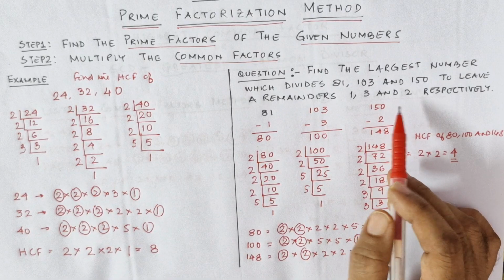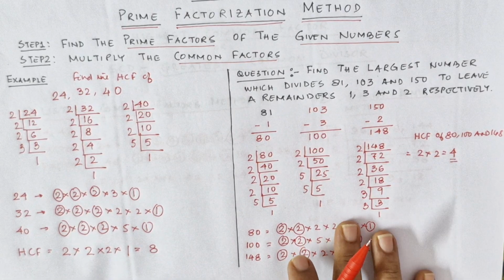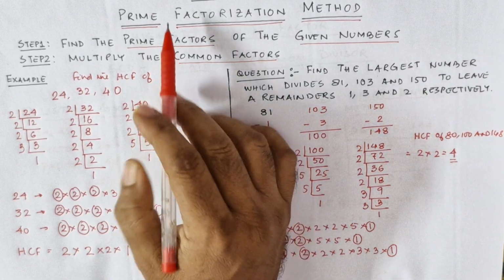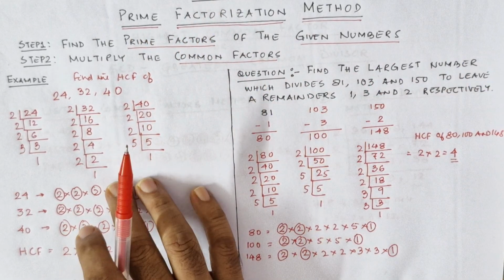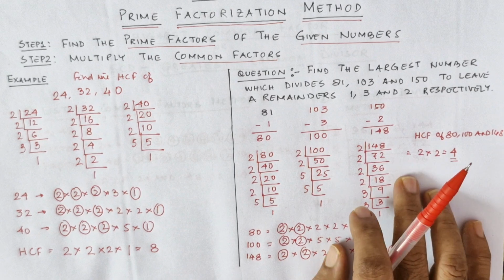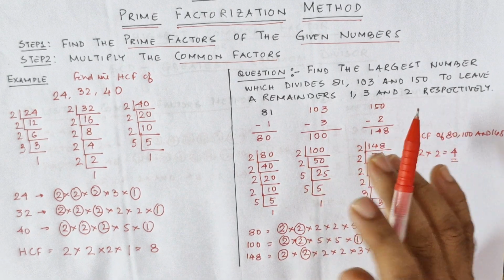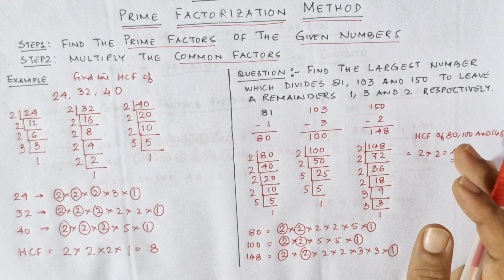Got it? So in this lecture, I think you have understood how to find out HCF by the prime factorization method. I've shown an example and a question. Okay? If you have any question, let me know. I'll try to answer those questions as fast as I can.